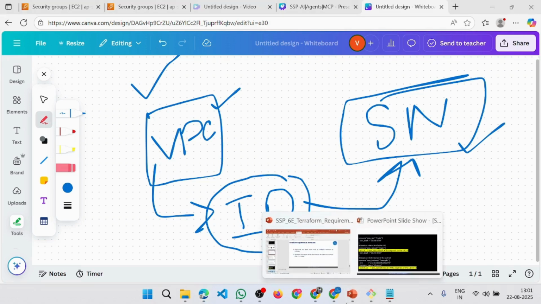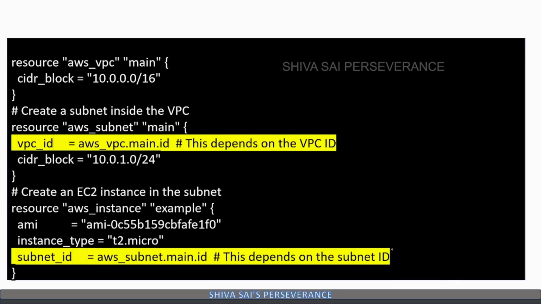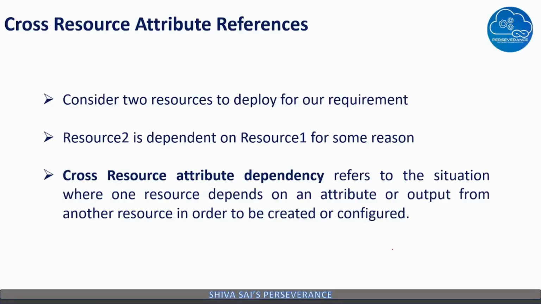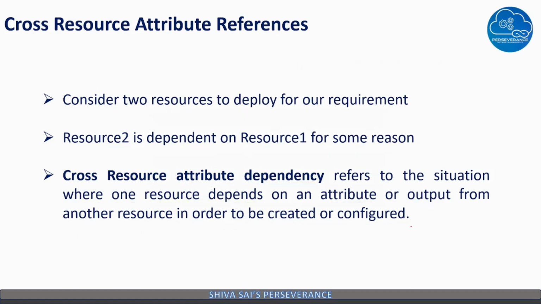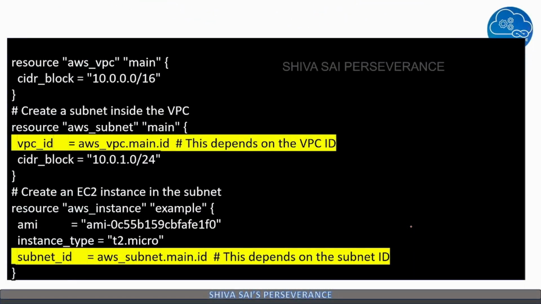So this particular requirement is cross resource attribute references. Consider two resources to deploy for our requirement. Resource 2 is dependent on resource 1 for some reason. Here I want to deploy a VPC within which I want to deploy a subnet. But how do we grab the VPC details and place the subnet inside the VPC? There we go with cross resource attribute dependencies. It refers to the situation where one resource depends on an attribute or output from another resource in order to be created or configured. So let's check out the code. You will get clarity over here.